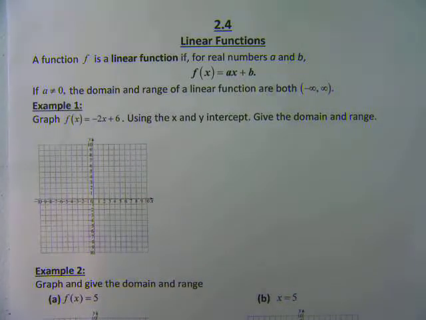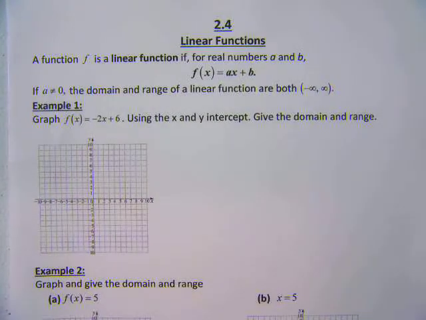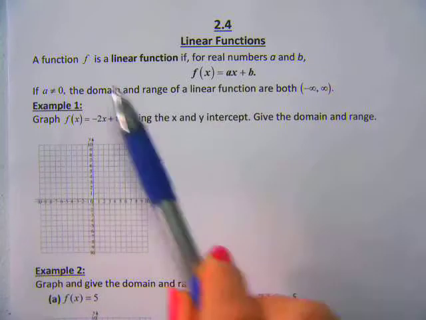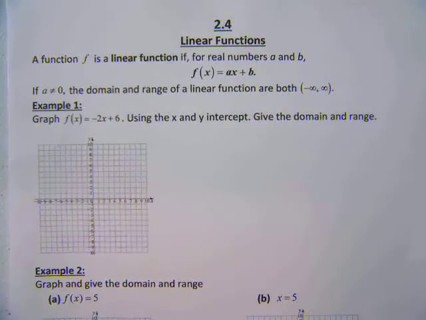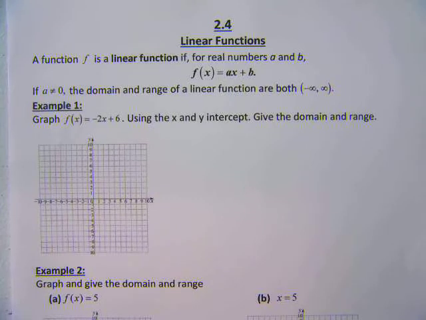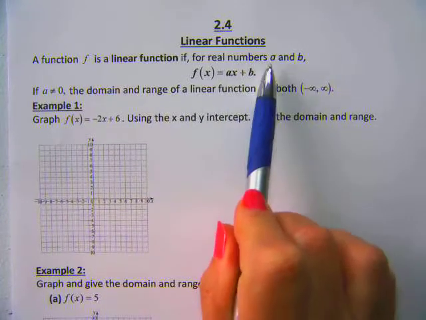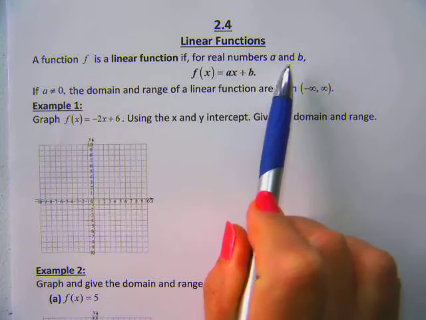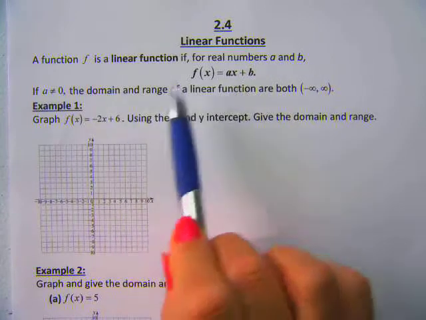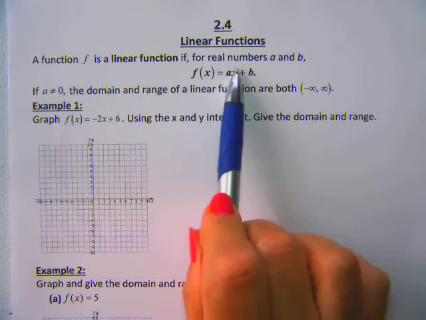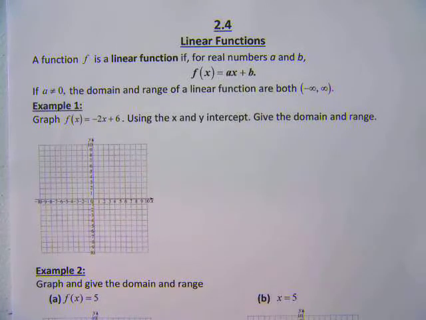This is a small section, linear functions. We are just going to look at a few ideas here. First of all, the definition is that a linear function is a function that can be written as f of x equal to ax plus b, where a and b are real numbers and a cannot be 0, because if a is 0, then it is not linear, it's a constant.